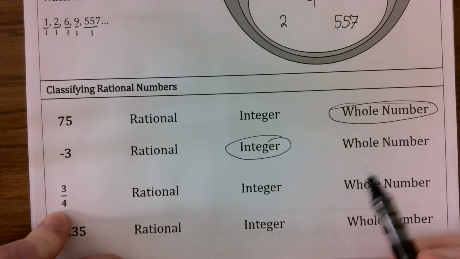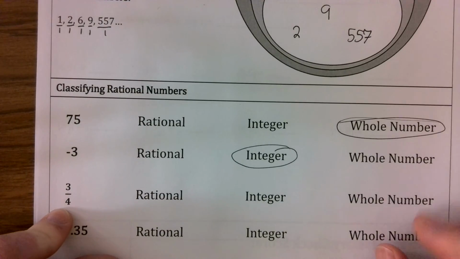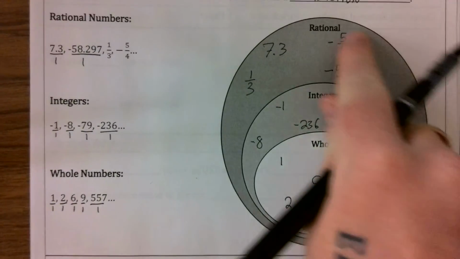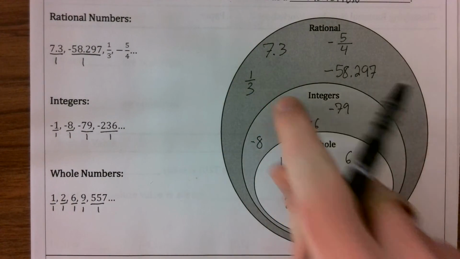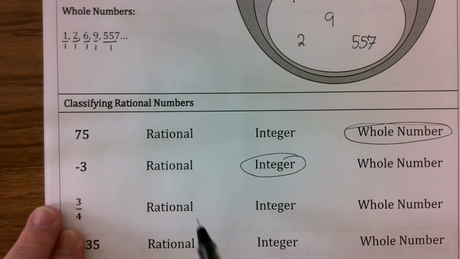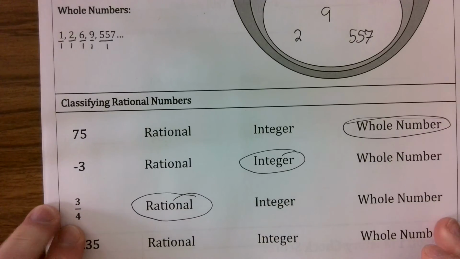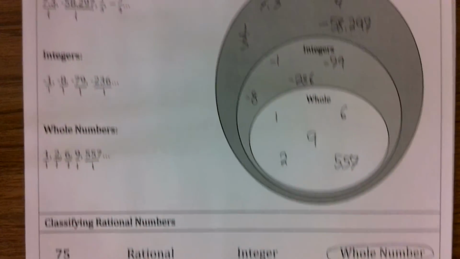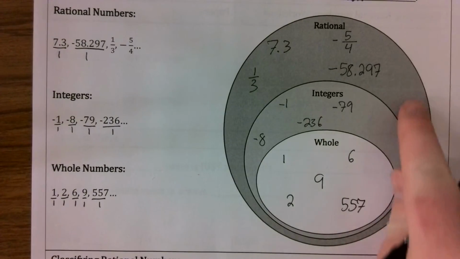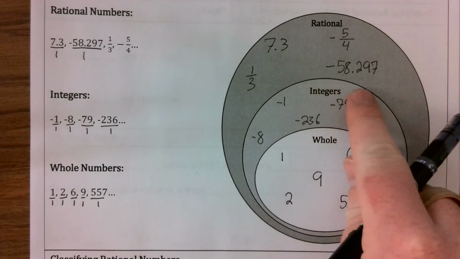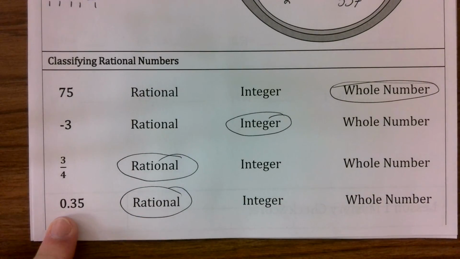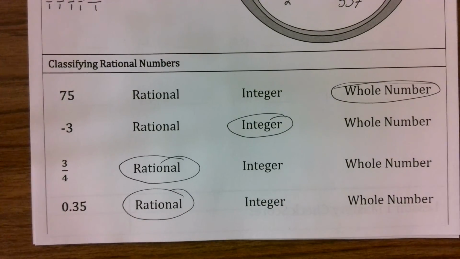3/4, this is a fraction. I see fractions in the rational number circle, so I'm going to say that 3/4 is a rational number. Lastly, 0.35, I only see decimals in the rational number circle, so I'm going to say that 0.35 is also a rational number. All right, go ahead and tackle practice and let me know if you have questions.